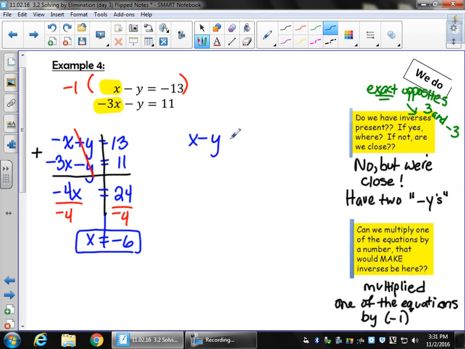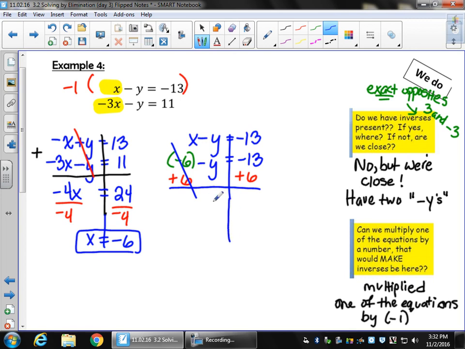x minus y equals -13. Where I see x, I am going to substitute in negative 6. So I have negative 6 minus y equals negative 13. To solve for y, I'm going to add 6 to both sides. Line across. That's gone. Keep this line going. So I have negative y equals, what's negative 13 plus 6? Negative 13 plus 6 is a negative 7.